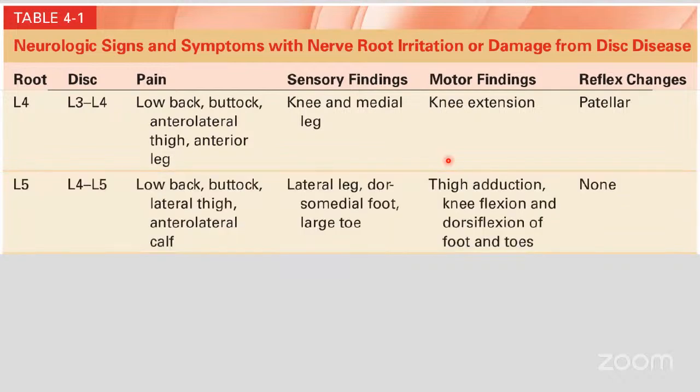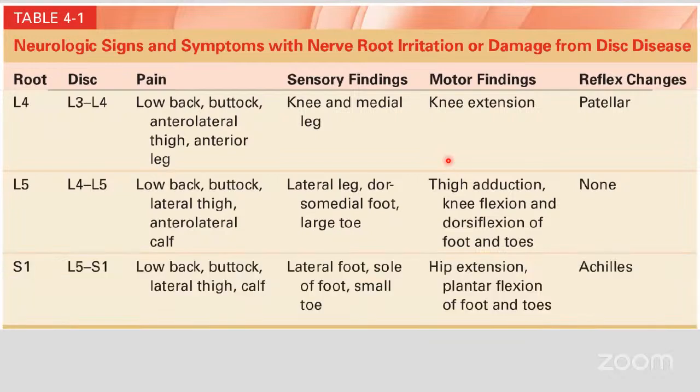For the L5 root, there might be low back pain, lateral thigh pain, and anterolateral calf pain, with sensory loss over similar regions, sensory loss over the large toe and dorsomedial foot, and weakness of thigh abduction, knee flexion, and dorsiflexion of the foot and toes. There will be no reflex changes. And for the S1 root, there will be a loss of the Achilles tendon reflex. Similar symptoms, but sensory loss will be over the lateral foot, sole of the foot, or small toes. There will be weakness of hip extension and plantar flexion of the foot and toes.